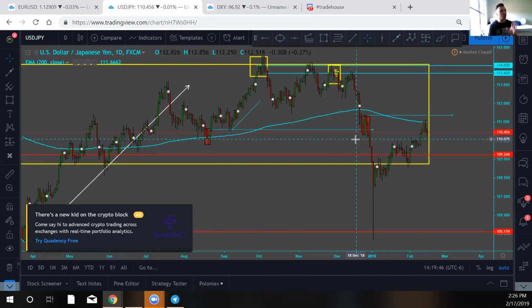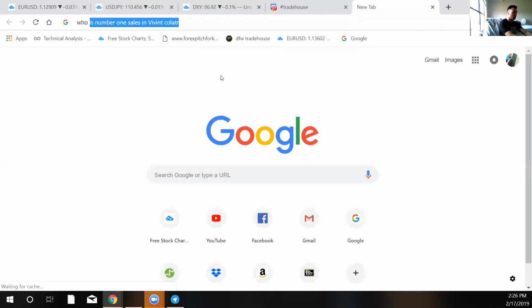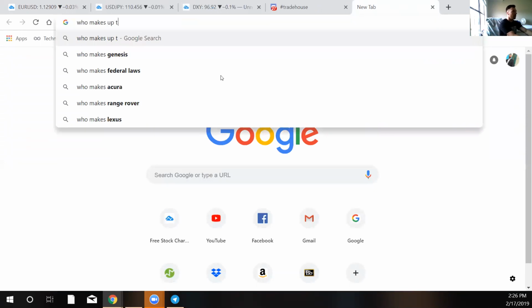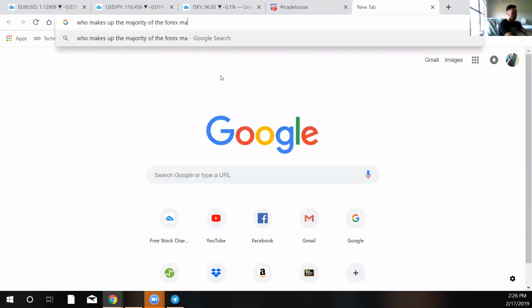So what I'm really trying to help you guys understand is that order blocks can help you. Order blocks are, like I said, where the banks place their orders, the bigger players in the bank. So who makes up the majority of the Forex market?